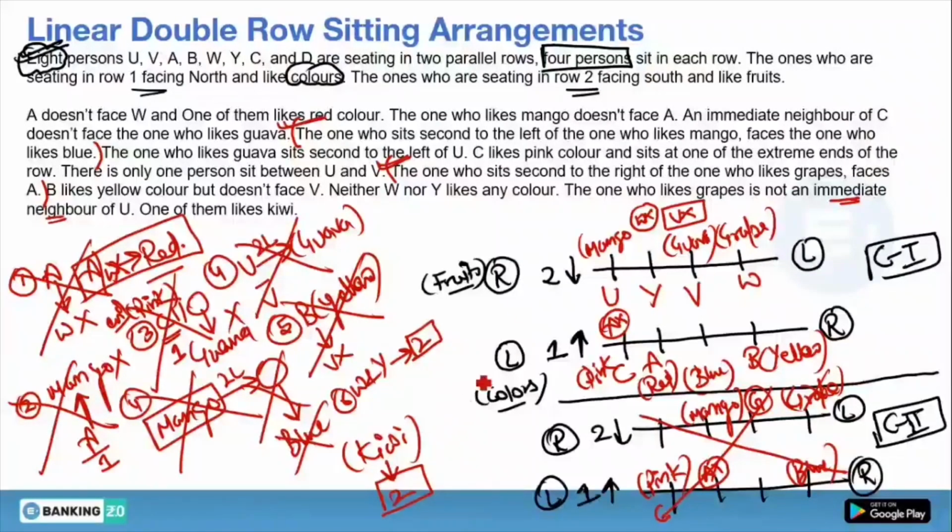Okay. Now which person is left? That is D is left. So D will come on row number 1 on the blue seat. Okay. Now there was a fruit which is given to us, that is kiwi. So there is only one space left for kiwi in our row number 2, that is on Y. Okay. So kiwi will come over here. Now this is how we have solved our puzzle. Now let's move to questions.